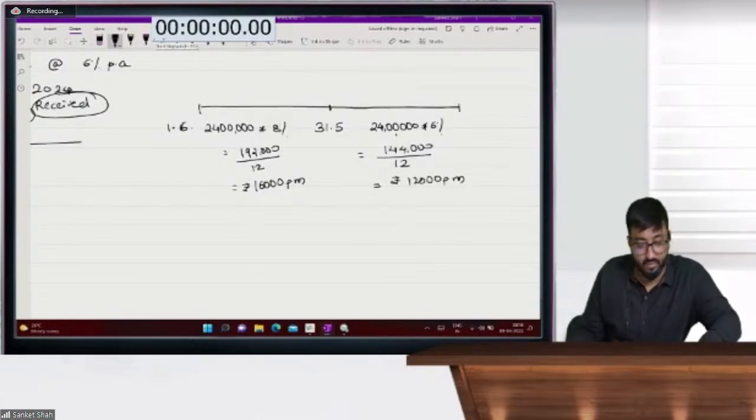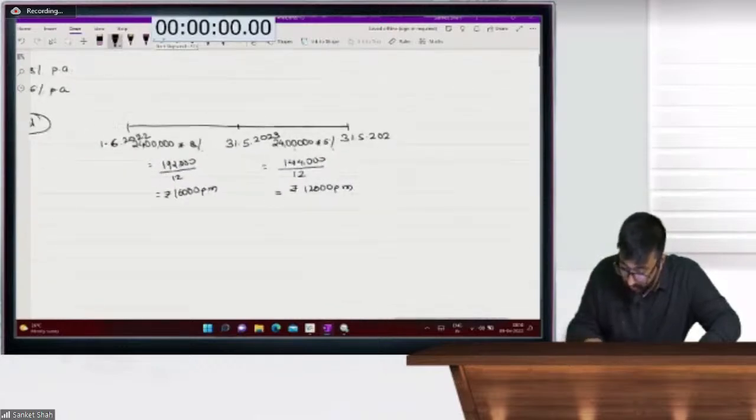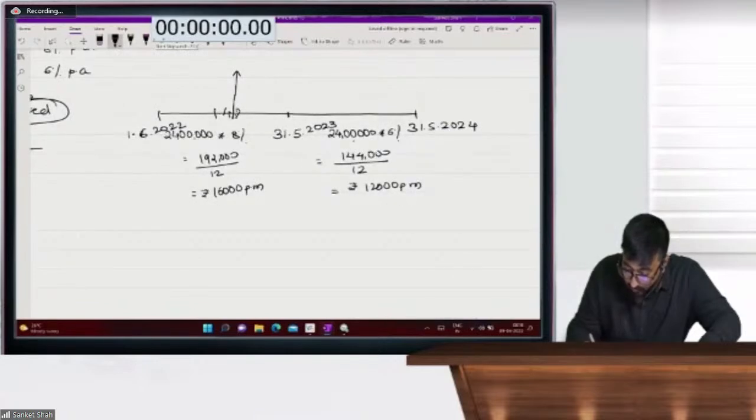Correct? Now this is 2022 to 2023, starting with 22 and ending with 24. Now I want 1st April 2023, so something here, and it ends with 31st March 2024.